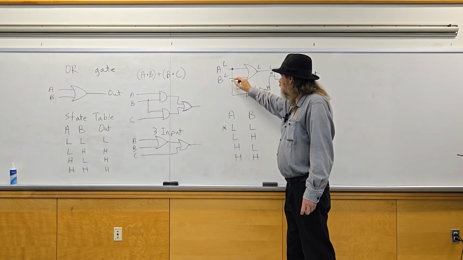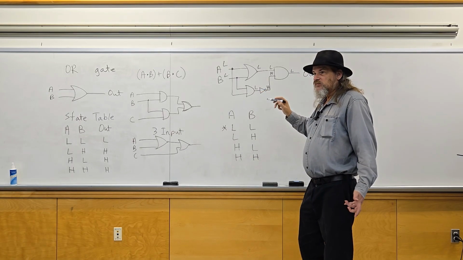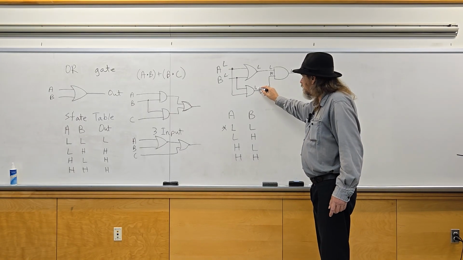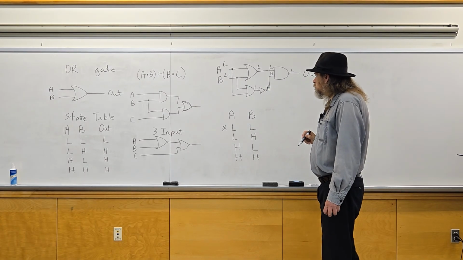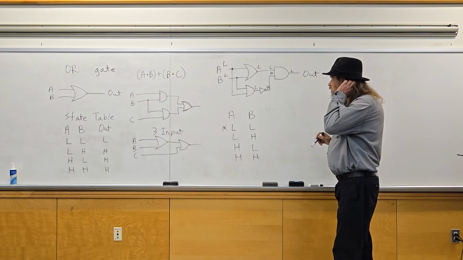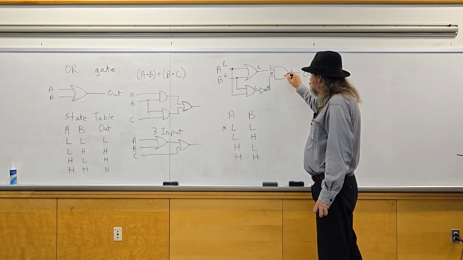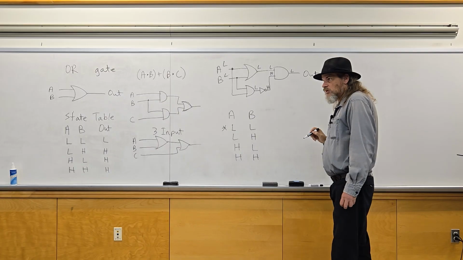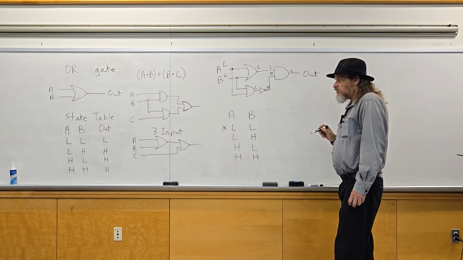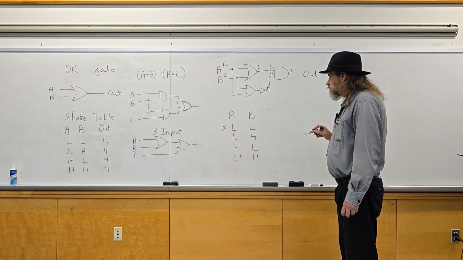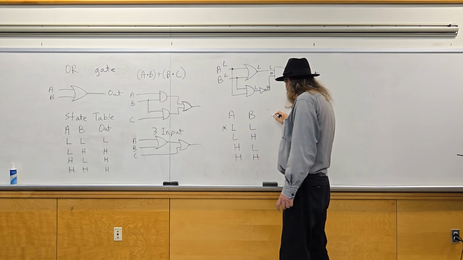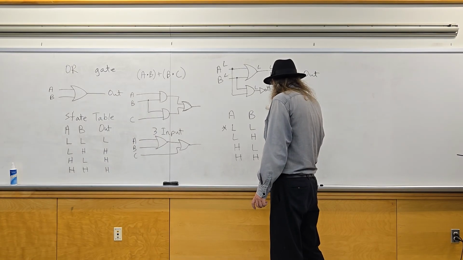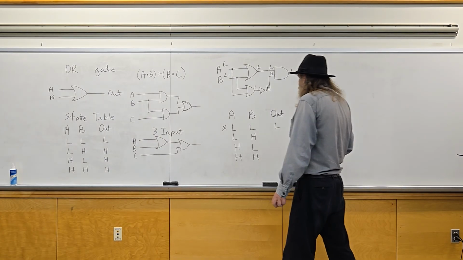So you have A is low, B is low. In an AND gate, from the state table, that's also low, so that's low on that end. Going through an inverter, that would be high. So the inputs for this AND gate here are low and high, which from the state table of the AND gate is going to be a low. So the output would be low. All right.